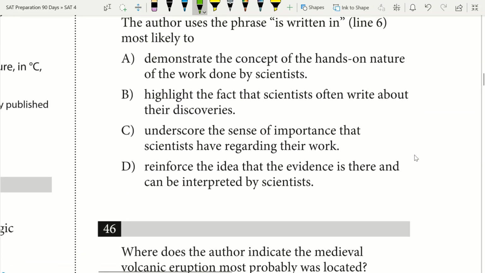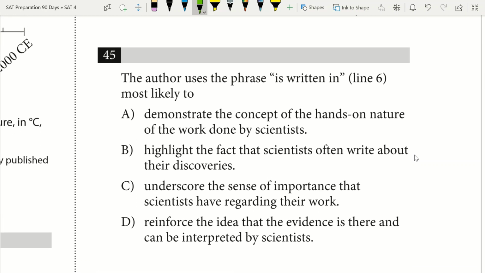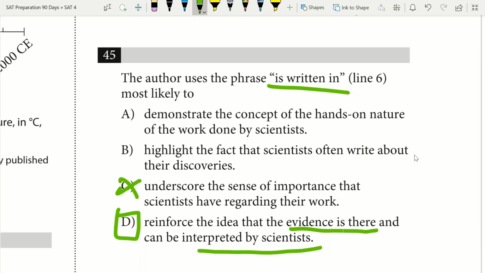So let's look for an answer that has that. Option C, underscores the sense of importance that they have regarding their work. That's incorrect. D, reinforcing the idea that the evidence is there and can be interpreted by scientists. That will for sure be our answer, right? Saying that the evidence is written in something tells us that the evidence is both there and that it can be interpreted by scientists to come to a conclusion. So our answer there would have to be D.